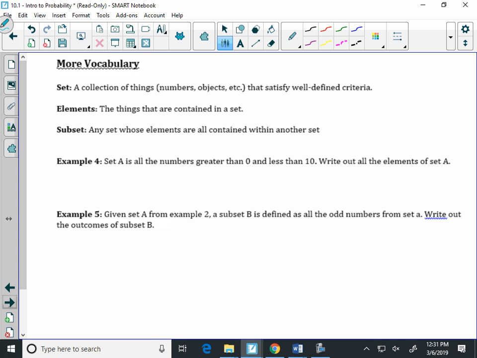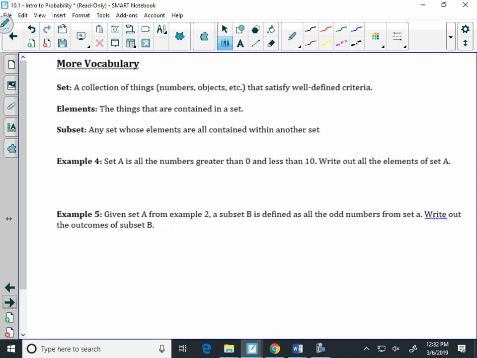A subset is any set whose elements are contained within another one. Okay, so it might be those who have their head down. The subset would be of those people who are wearing a black sweatshirt. That would be a subset. So anyone wearing a black shirt would go into that subset. Okay.